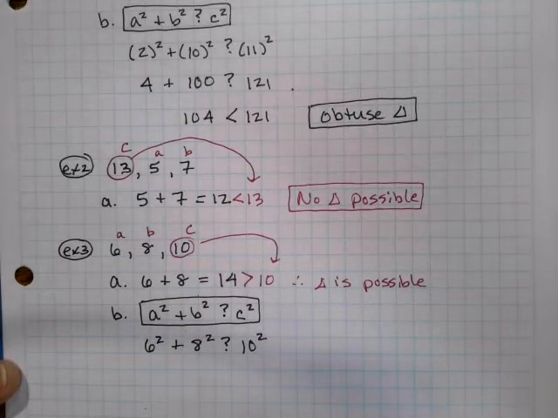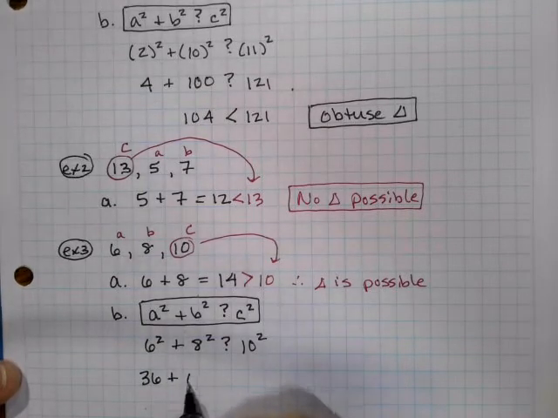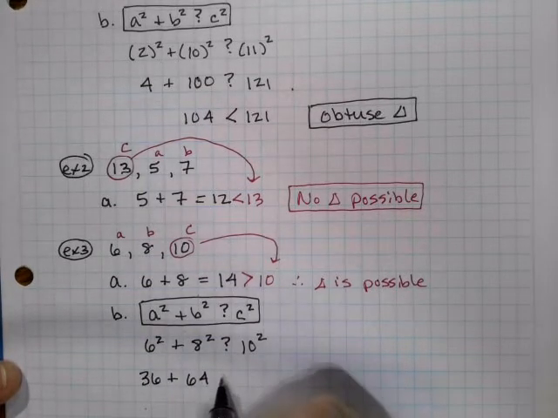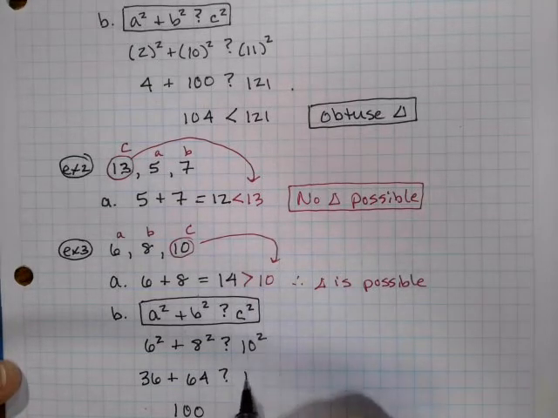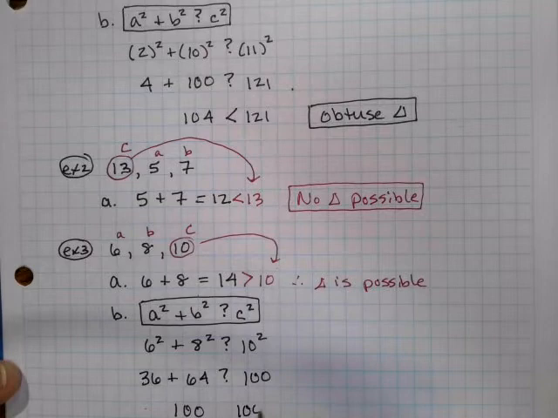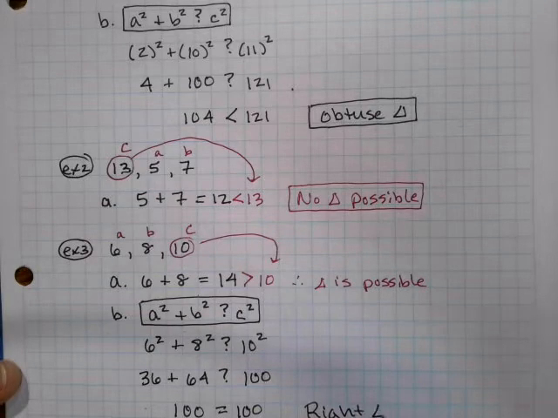So perfect squares first. 6 times 6 is 36. 8 times 8 is 64. 36 plus 64 is 100. And on the other side of the equation, 10 times 10 is 100. 100 is equal to 100, so we have a right triangle.